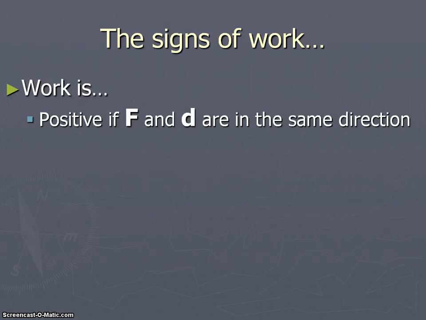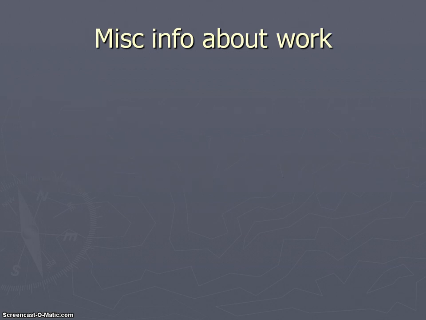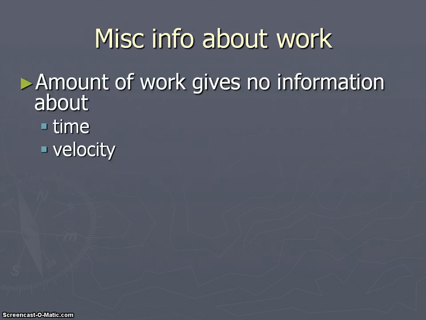The signs of work: if force and distance are in the same direction, then it's positive. If I'm applying a force opposite to the direction of motion, then it's negative work. And it's 0 if the force is 90 degrees to the displacement. Also, work doesn't give us any information about the time or velocity. You don't know how fast you're going or how long it takes to get there.